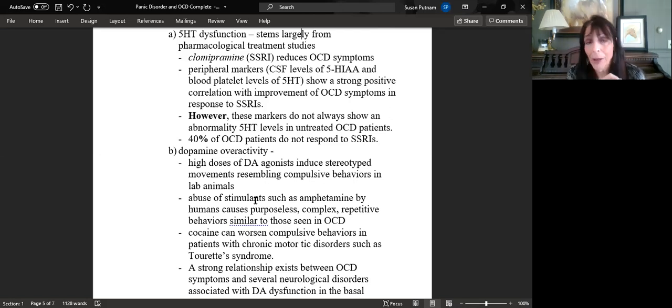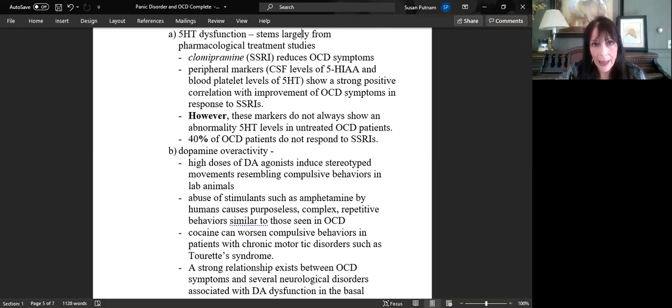Sniffing is very important to rats. Getting up and kind of getting a sense of where they are spatially is important. So suddenly you can have rats, if they have some kind of dopamine agonist, start sniffing ridiculously so, going around and being very repetitive in their behavior. Abuse of stimulants such as amphetamines by humans causes purposeless, although complex and repetitive behaviors that are very similar to those seen in OCD.